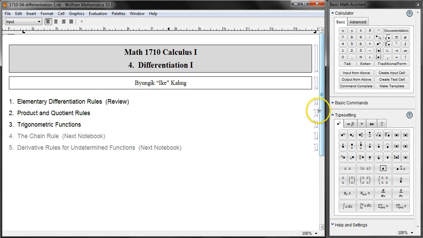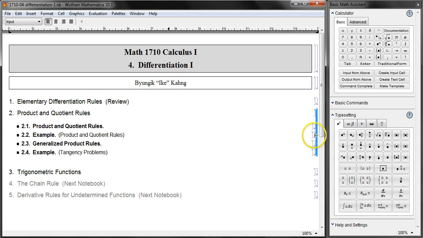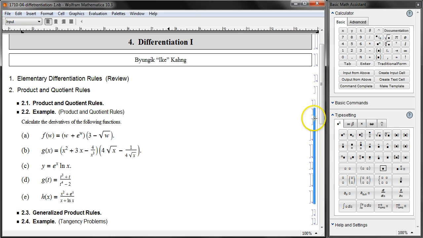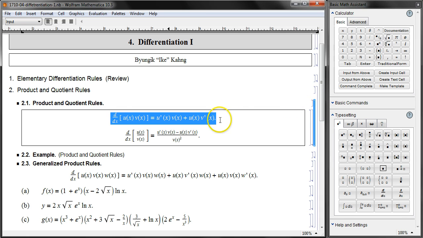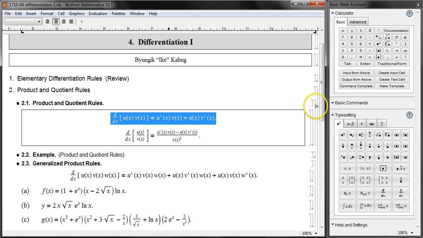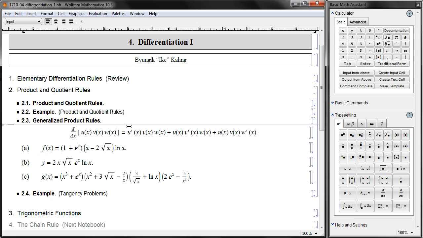Let's resume our discussion. In the previous video, we went through all these examples. Now let's go over to the next one. Generalized product rule. If you have three factors, what do you do? And let me see, where is the usual product rule here? It's right over here, and let's copy and paste that thing over here.